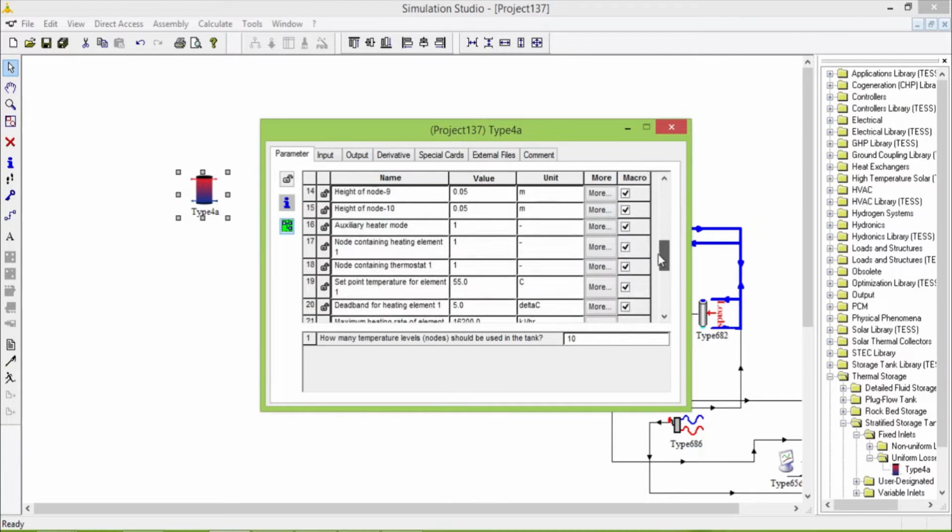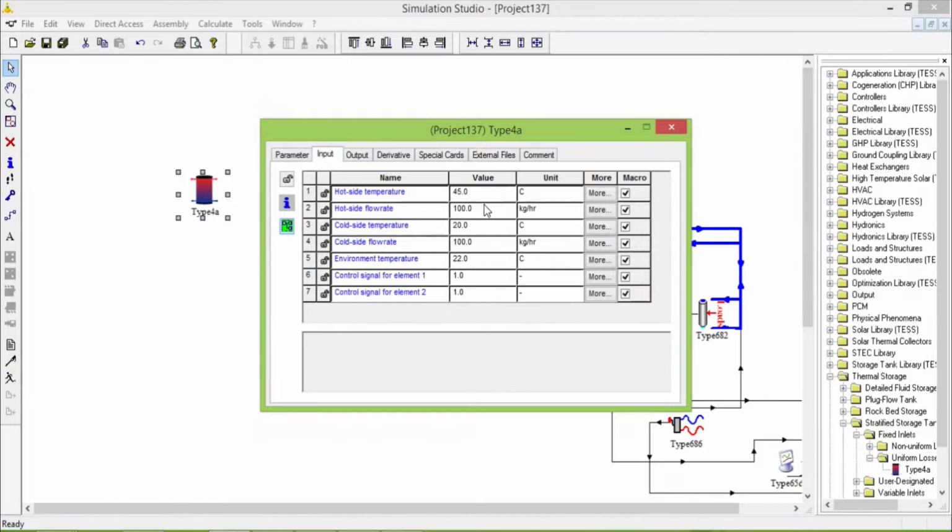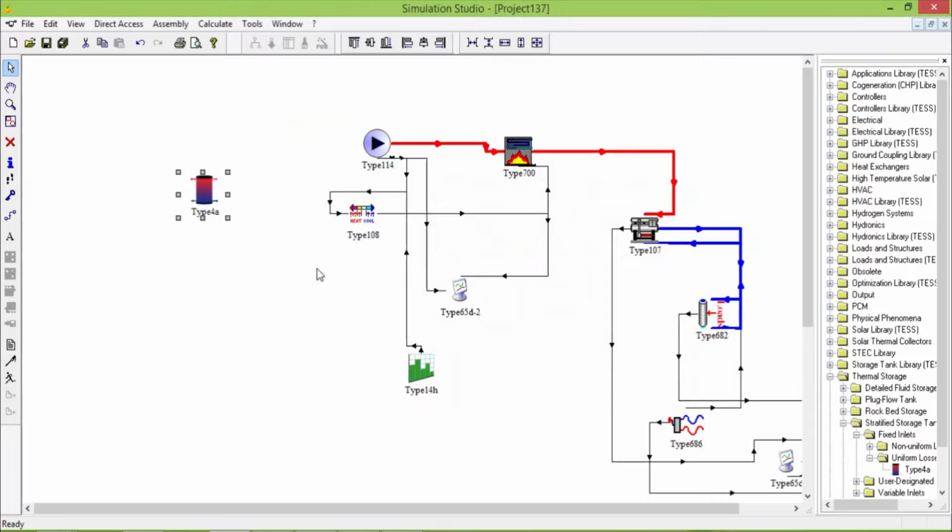Alright, and I will change the auxiliary heater mode to 0. Okay, everything is okay here.